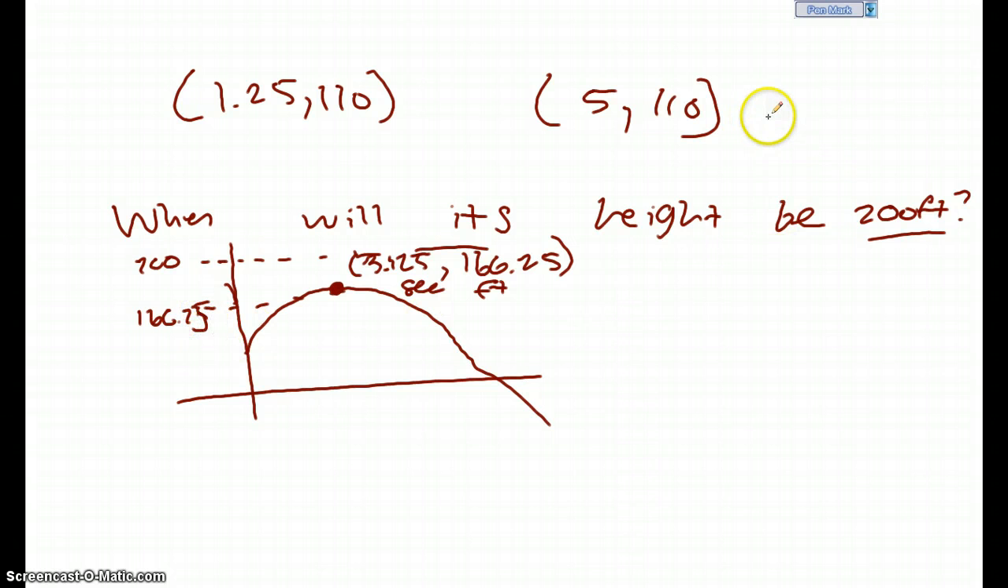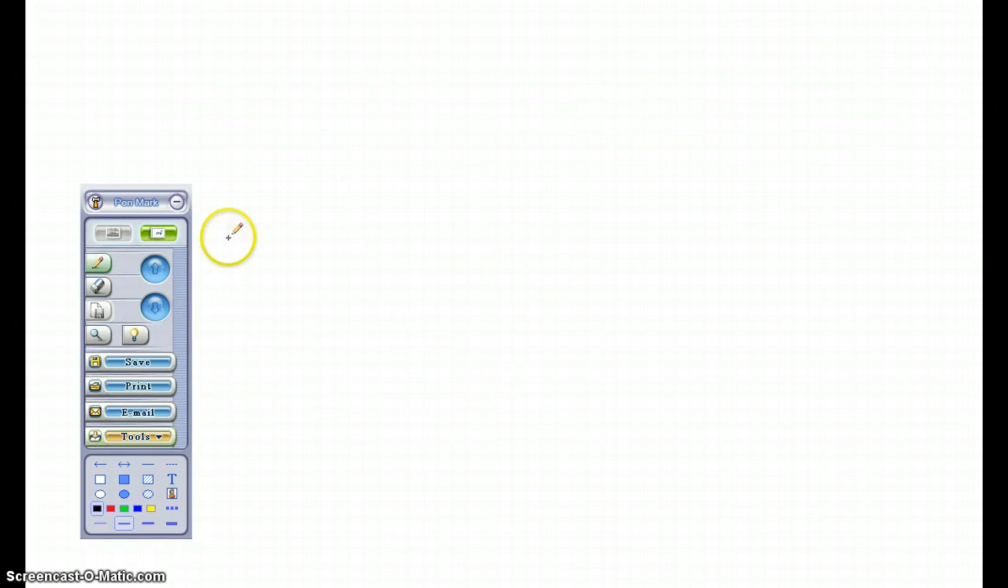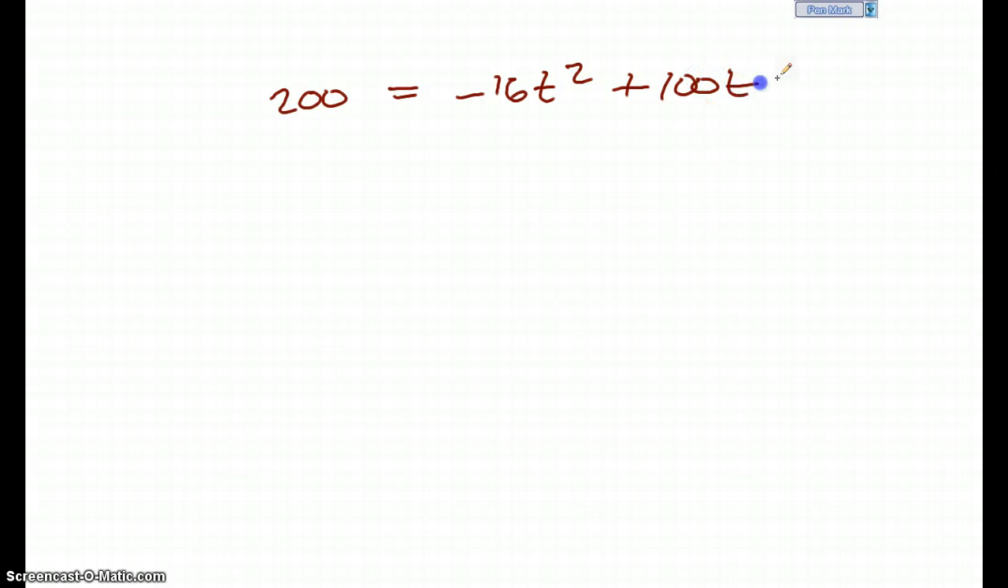Well, how would algebra steer us clear of any logical problems? Well, we would be answering the same type of question. 200 equals negative 16t squared plus 100t plus 10. Again, this is a quadratic function on the right hand side of the equation, and so we can't just try to isolate t in the way we normally would. We have to resort to the quadratic formula. Well, there are other ways, but we will resort to that.